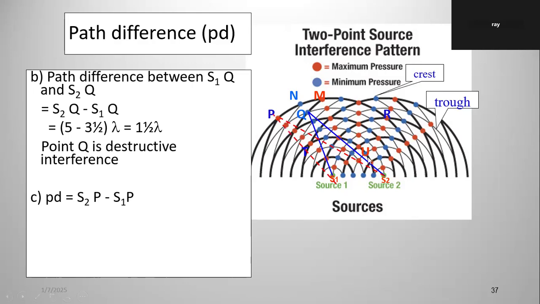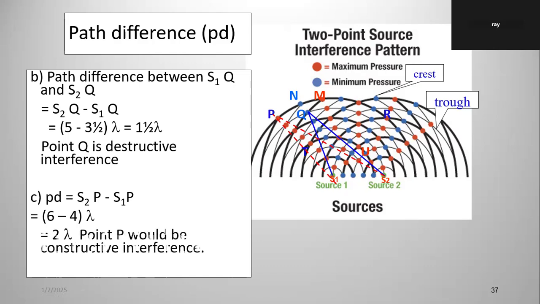We've got 10 minutes left. 1, 2, 3, 4, 5, 6 only. 6, you can see. 2, and S1P is 4. From here to here is 1, 2, 3. No, that's Q, sorry. 1, 2, 3, 4. 4 lambda. So constructive interference.